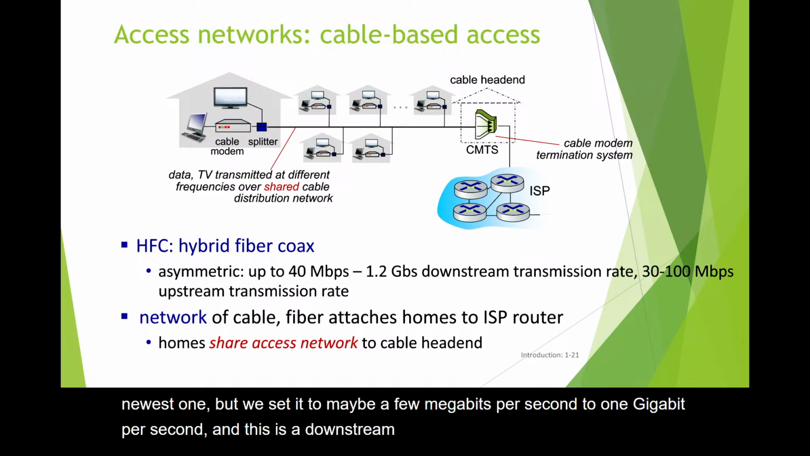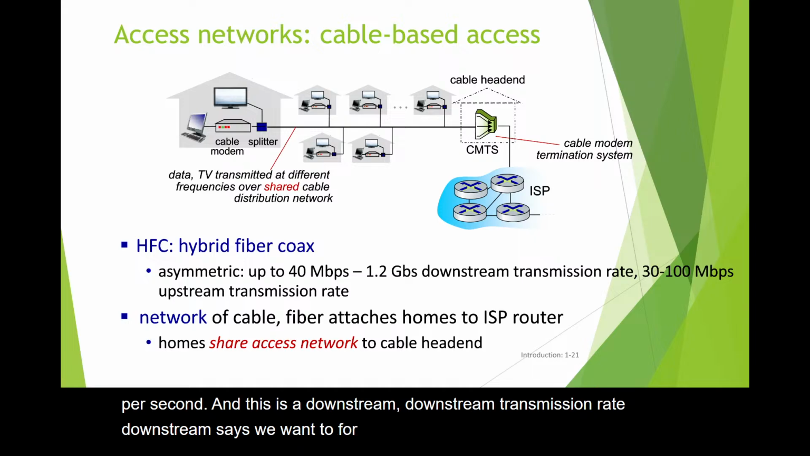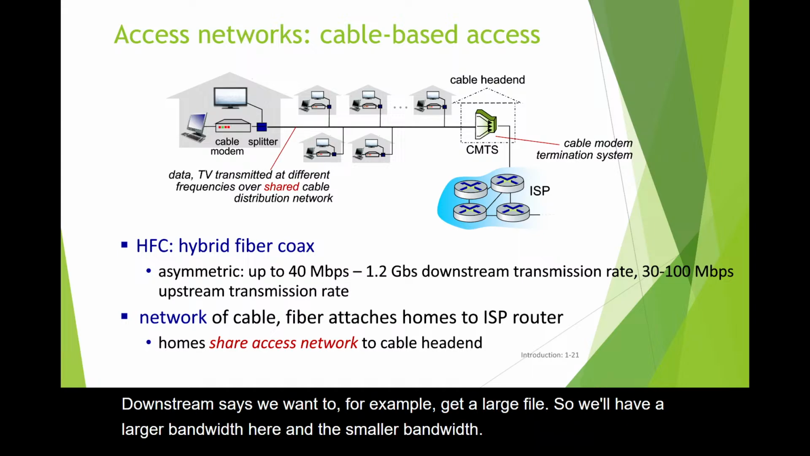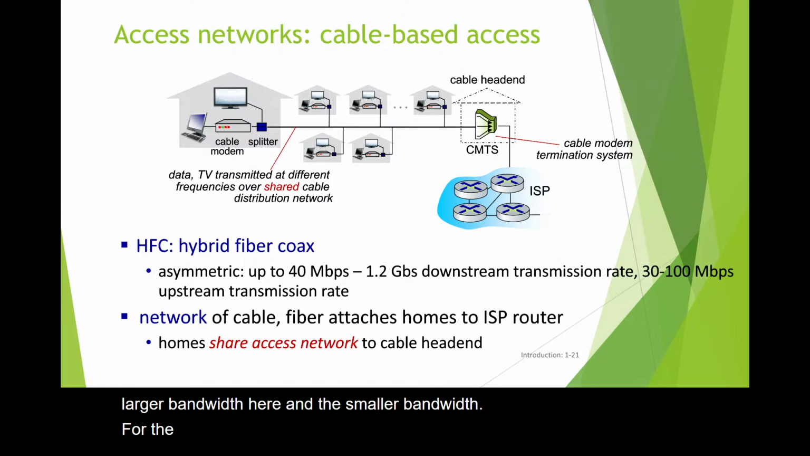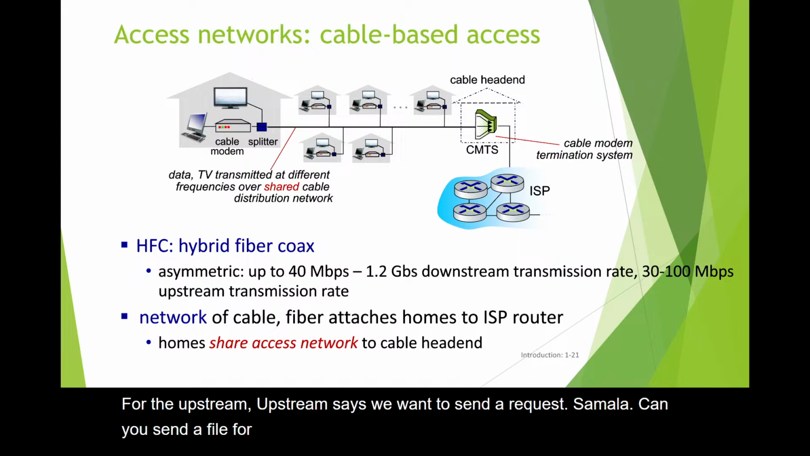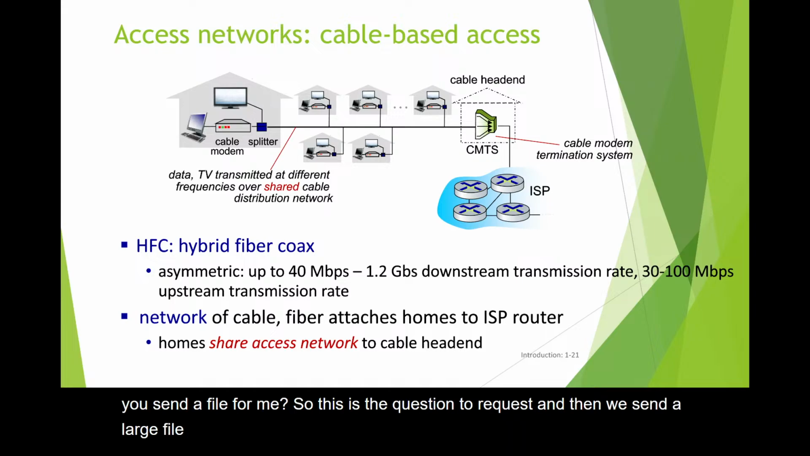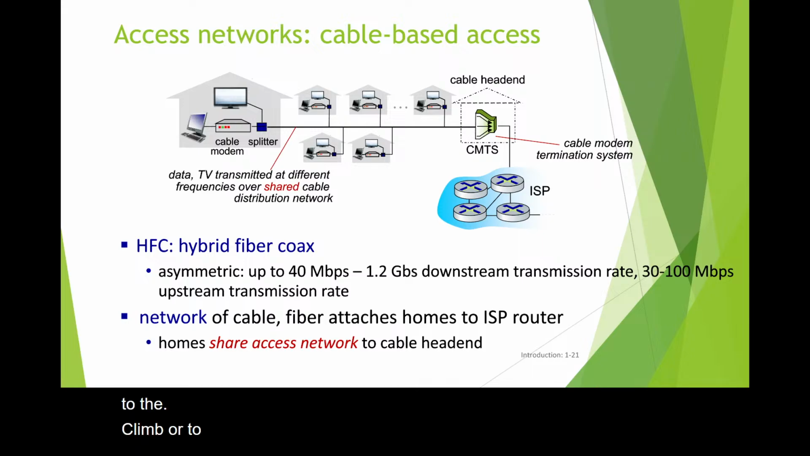And this is a downstream transmission rate. Downstream says we want to, for example, get a large file. So we'll have a larger bandwidth here and a smaller bandwidth for the upstream. Upstream says we want to send a request, something like, can you send a file for me? So this is the question to request. And then we send a large file to the client or to the customer. So we have the asymmetric rather than the symmetric cable.